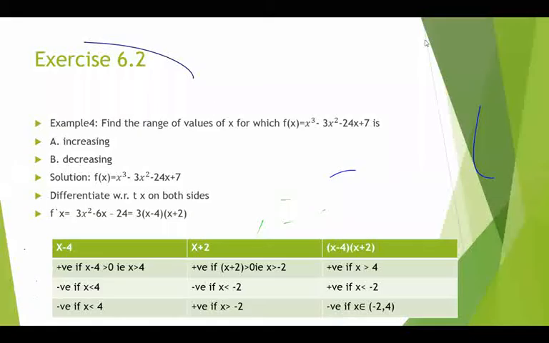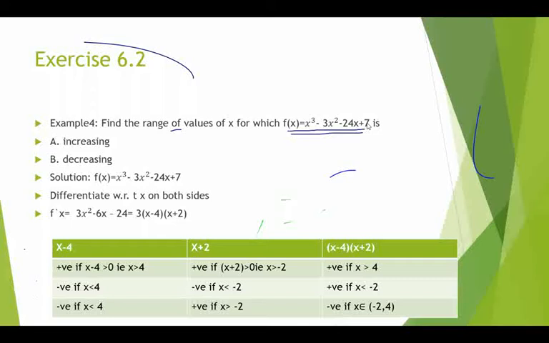Hello students, this is the second video on increasing and decreasing functions. In the first video, you have seen the examples in which f of x was either in the linear form or in quadratic form. But in this video, I have considered two examples in which the function is in the cubic form. Here f of x is x cube minus 3x square minus 24x plus 7.